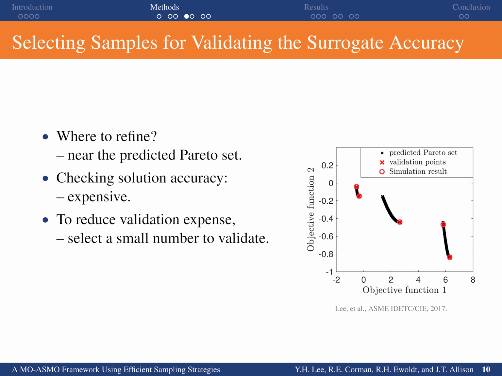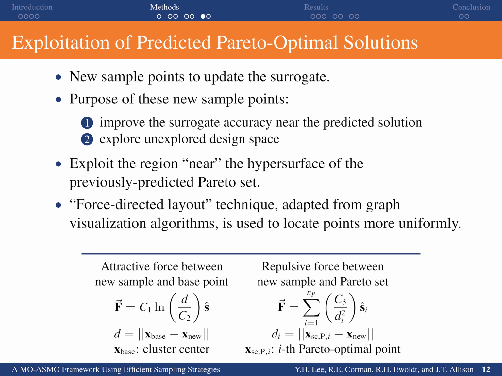Now, let's talk about exploitation sampling. New sample points are needed when the solution accuracy does not satisfy the specified tolerance. For updating the surrogate, we need both exploration and exploitation. We covered exploration previously, so here, let's talk about the exploitation. New points need to exploit the region near but not on the hypersurface of the previously predicted Pareto set. For this purpose, a force-directed layout technique is used to locate points more uniformly.